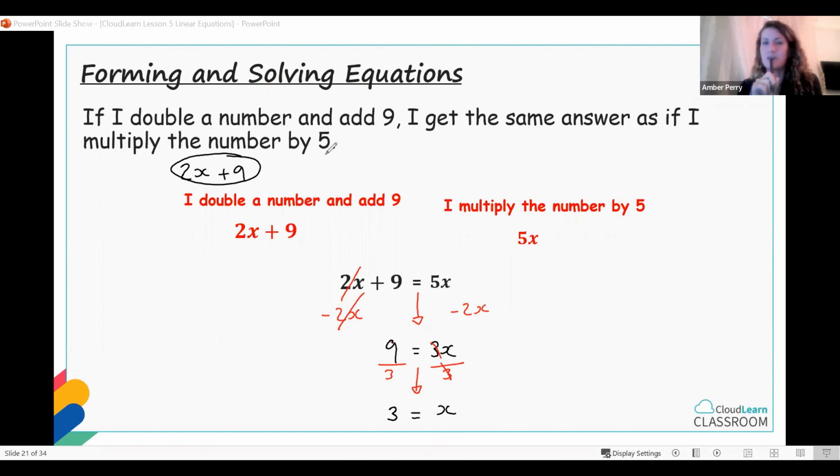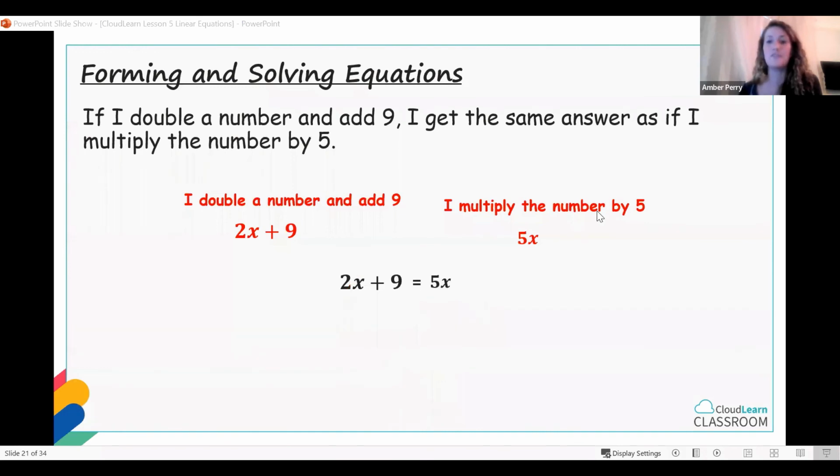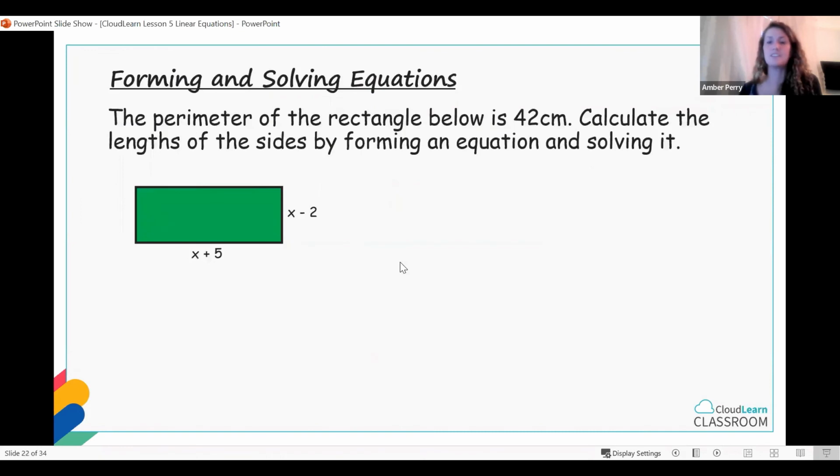Any other questions on those? So that's a bit of forming and solving equations. Other types of forming equations that you often get in an exam are from shapes. You might be given something like a rectangle, and it says the perimeter of the rectangle below is 42 centimeters. Calculate the lengths of the sides by forming an equation and solving it.